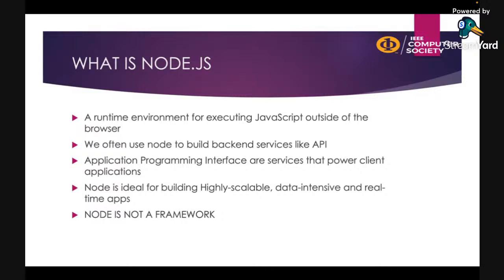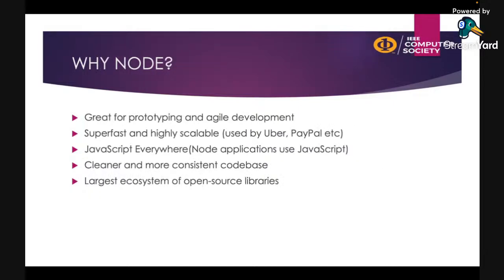Node.js is the thing that helps in the back-end part of developing. Node is ideal for highly scalable, data-intensive, and real-time applications. There are many other tools like Django, ASP.NET, etc. So why do we use Node? Node is great for prototyping and agile development. It is super fast and highly scalable.